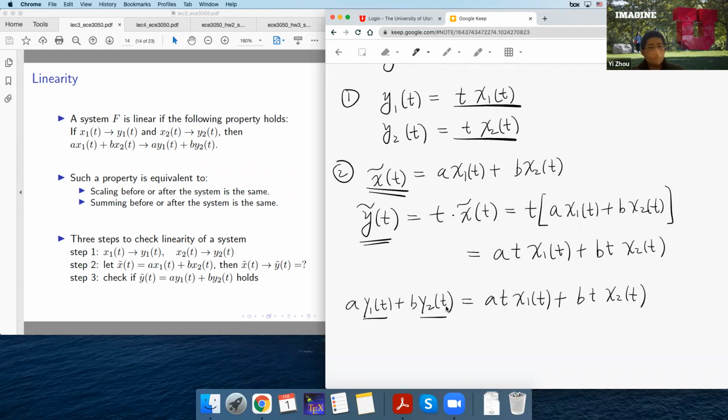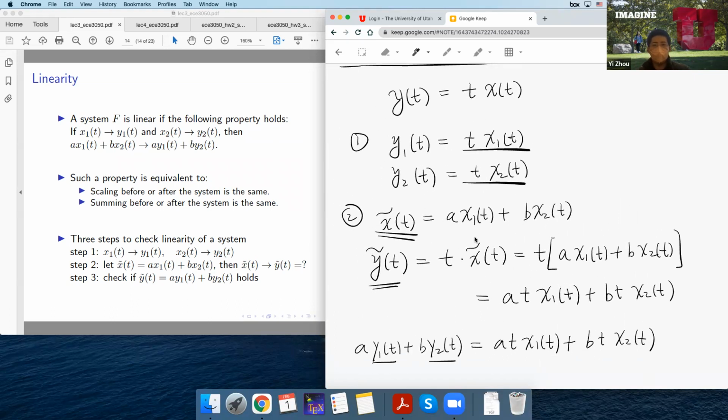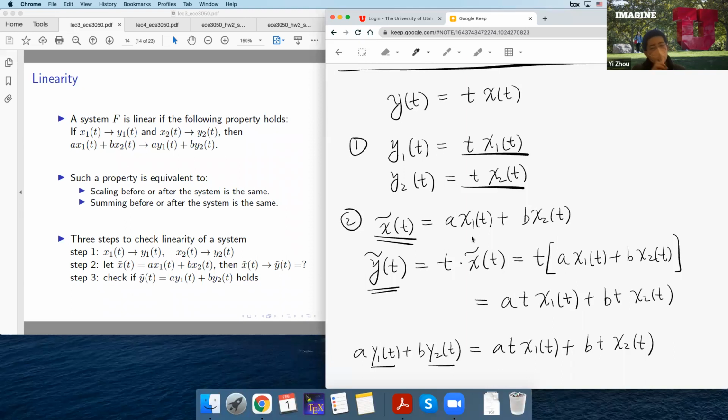So this is indeed a linear system. It's a linear system. It might seem a little bit counterintuitive because if you look at the system equation, the input is scaled by t, and this scaling factor t is a time varying factor. So as t changes, this scaling factor also changes. But in the end, we verify that this is indeed a linear system, because this scaling factor is only related to t and not on x, so it is still a linear relation between the input and output.